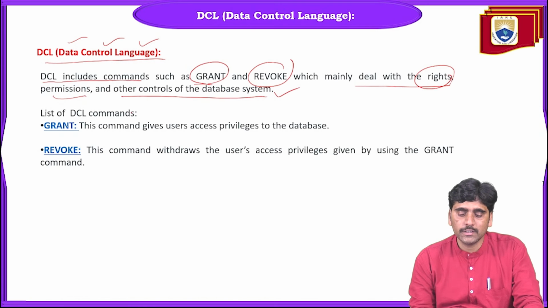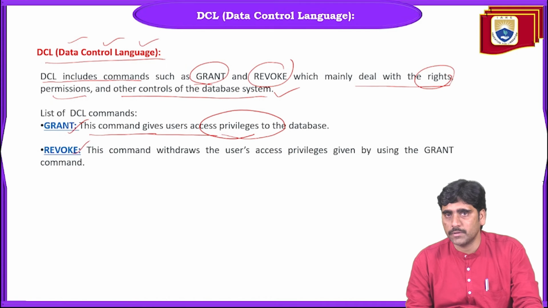So what are the commands we have here? Grant and revoke. The grant command gives users access privileges to the database. Access privileges are nothing but access controls to the database. So to give privileges to access the database, we use this grant command.